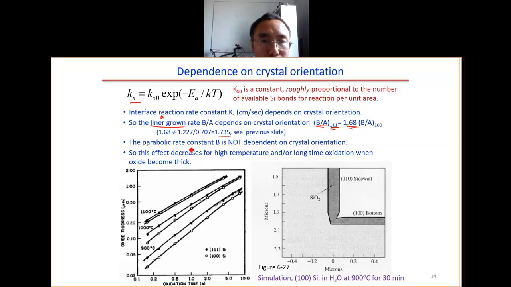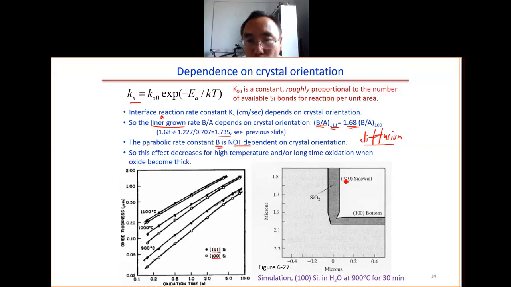So the parabolic rate constant B is not dependent on the crystal orientation, because this one is dependent on the diffusion. The diffusion has nothing to do with the chemical reaction. So this effect decreases for the high temperature and longer time oxidation when the diffusion becomes dominant, as you can see here. For the longer time, this is the 111 plane and the 100 surface. For the longer time, the difference becomes smaller than for the shorter times. You can see this image here.